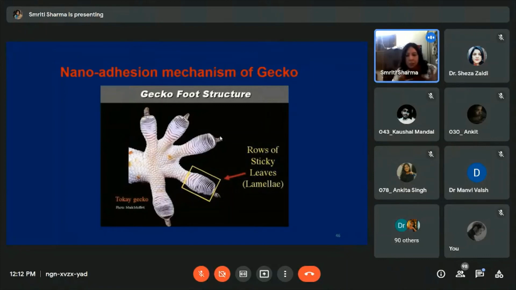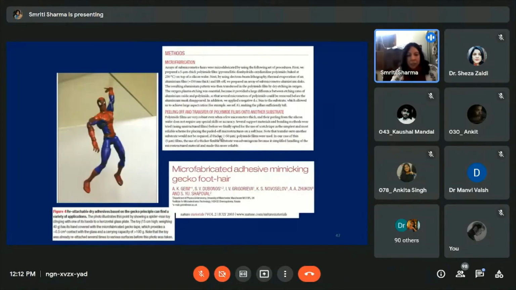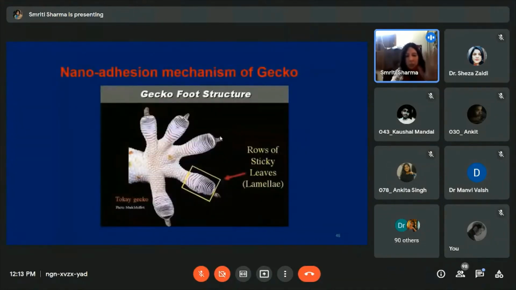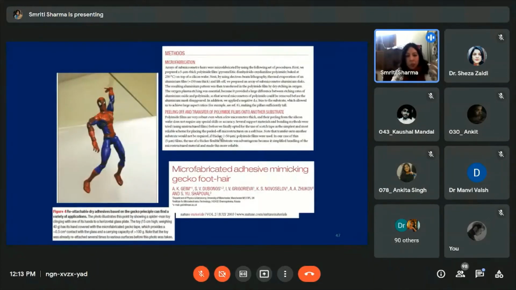For example, there is this gecko belonging to the lizard family. It can move like a Spider-Man. It can actually stick its feet to the wall, and then it can climb like Spider-Man. That is possible because of nanostructures present in its sticky fingers. So they are trying to mimic it.